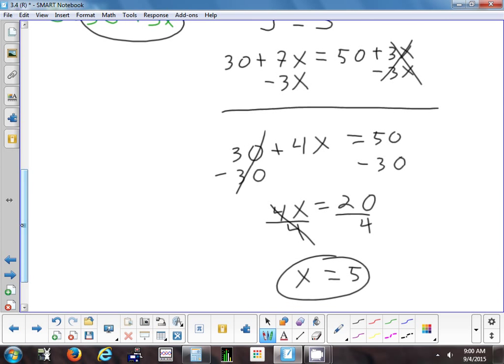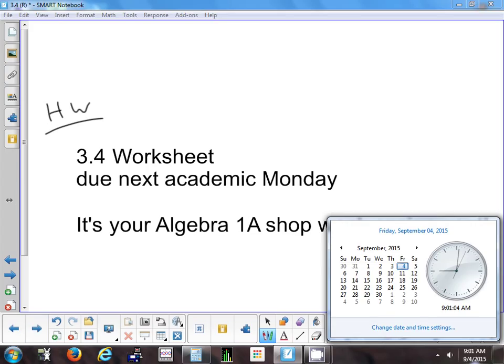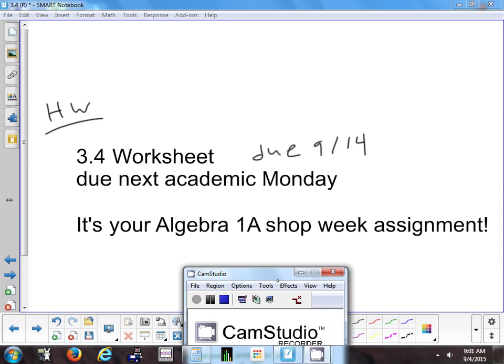A little tricky. Word problems are always a little tricky, but we'll continue to practice them. All right, so the homework for tonight, it's not going to be due till the next time we see you guys, which is on the 14th. So this is due 9/14, Monday. Okay, so that's your assignment to do over your short week. Okay, and now we're going to try to set up your binders a little bit.